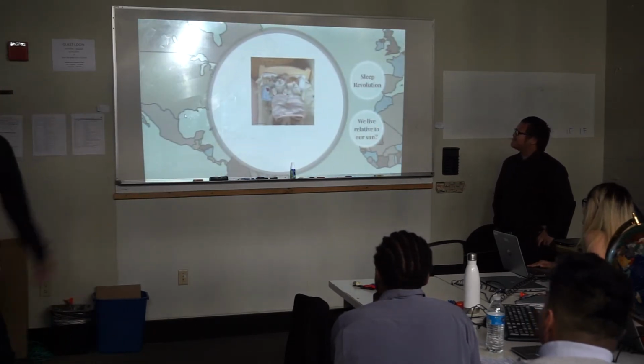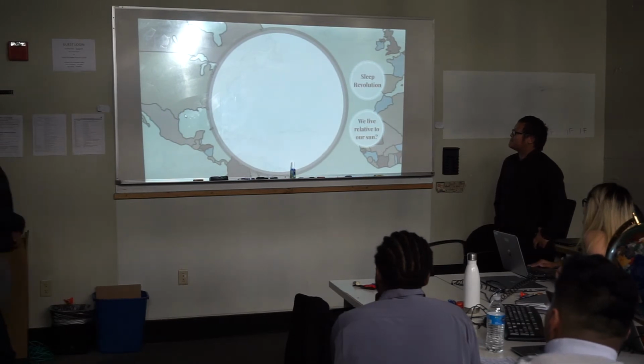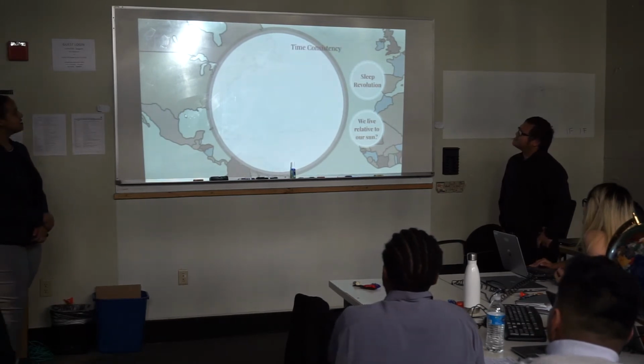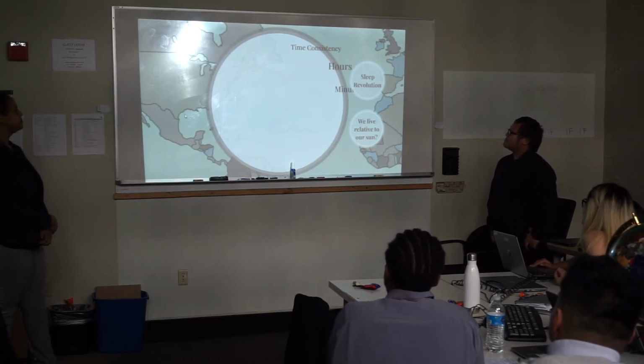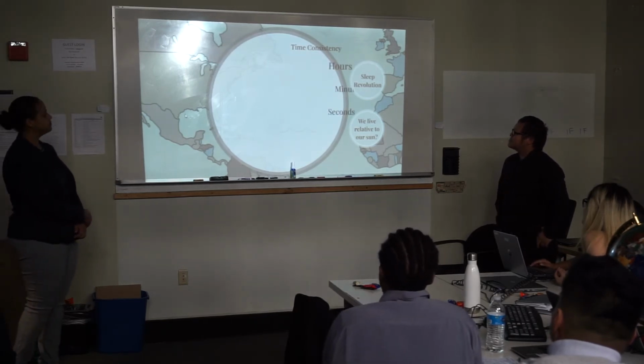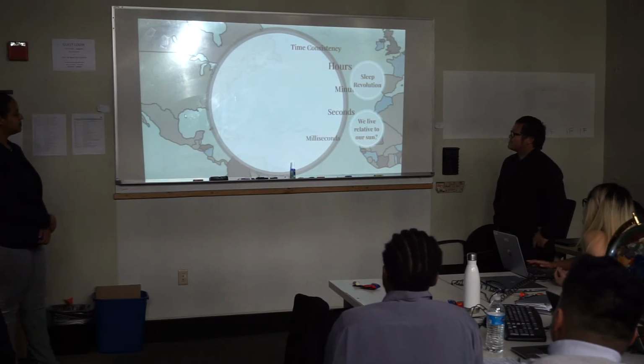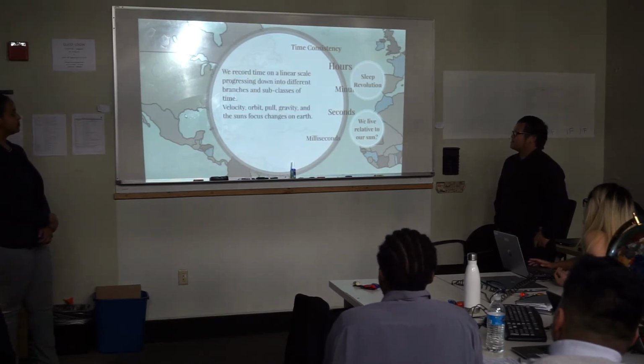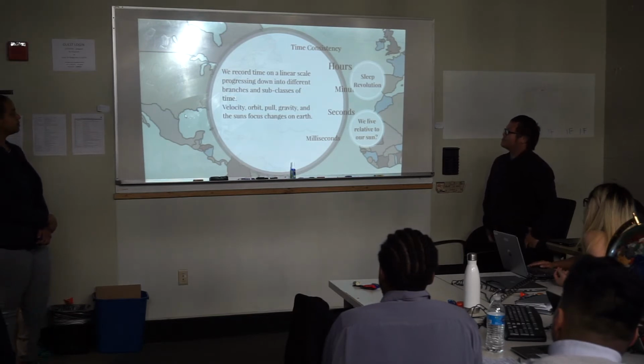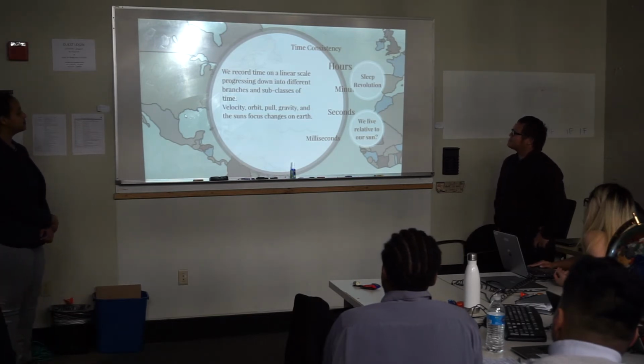We established a calendar at some point in humankind's history, so there's the consistent X graph across the board. As we move along the X axis, we go through our days. We record time on a linear scale, progressing down into different branches and subclasses of time: hours, minutes, seconds, milliseconds, on and on. The main classes we keep track of are hours and minutes.